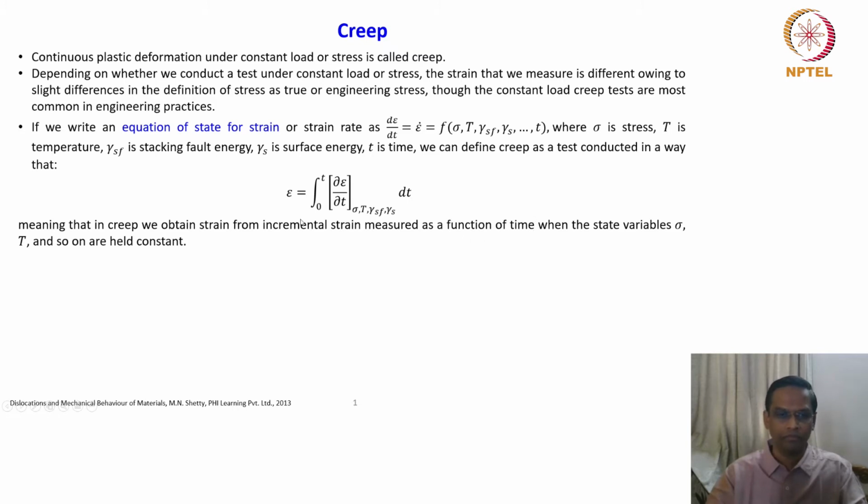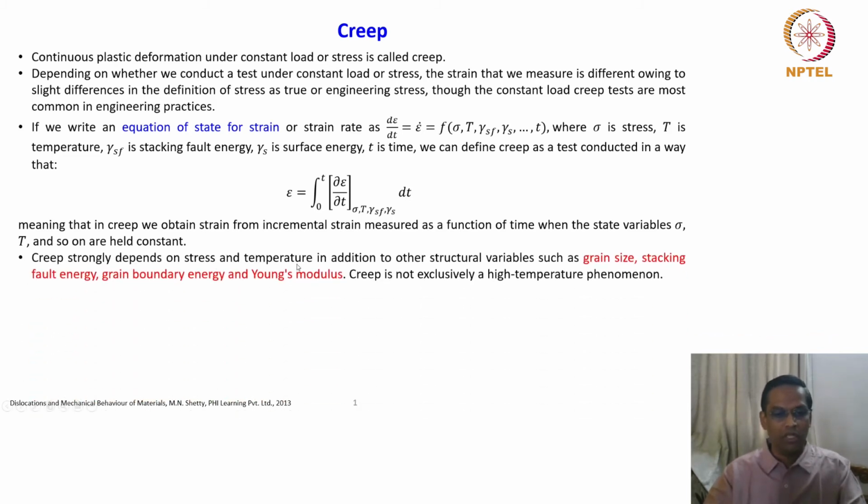Very important, we are looking at dou epsilon by dou t. That clearly indicates it's an incremental strain. That's why we use this dou epsilon by dou t measured as a function of time when the state variables such as sigma, T, and so on are held constant. So that's why we have put all these state variables like this. So this is one nice way of representing the creep strain, how it can be defined or how it can be visualized.